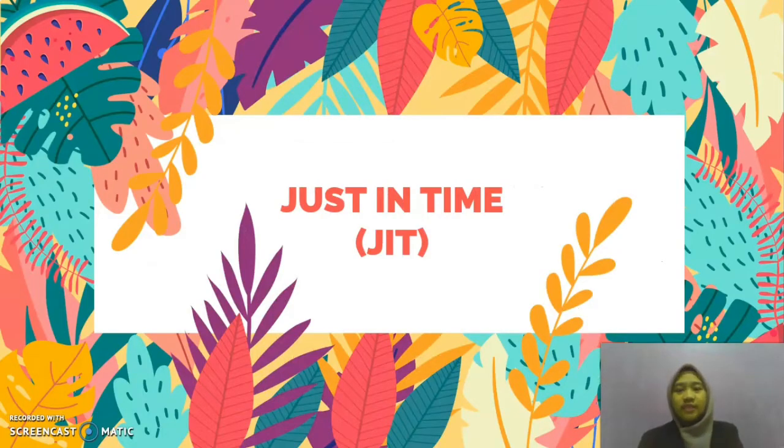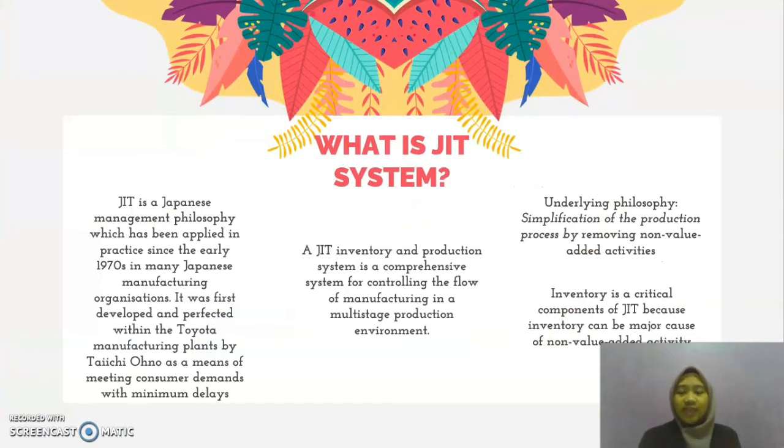Now we will move on to the just-in-time or JIT. JIT is a Japanese management philosophy which has been applied since the early 1970s in many Japanese manufacturing organizations. It was first developed at the Toyota manufacturing plant by Taiichi Ohno, as a means of meeting consumer demand with minimum delays. The JIT inventory and production system is a comprehensive system for controlling the flow of manufacturing in a multi-stage production environment. The underlying philosophy is the simplification of the production process by removing the non-value added activities. Inventory is a critical component of JIT because it can be a major cause of the non-value added activities.